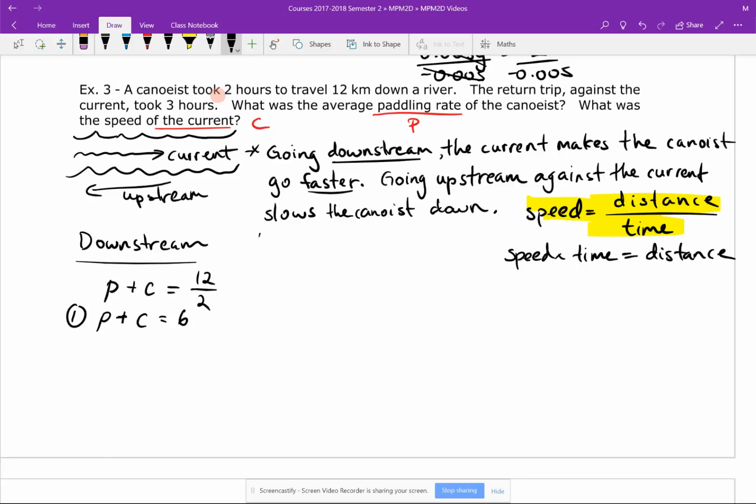Now let's figure out the upstream, because upstream is a little different. You have your paddling speed, but now the current is against you, so you subtract it from your paddling speed. Now your boat's going slower. You travel back 12 kilometers, but instead of 2 hours, it takes 3 hours because of the upstream current. So 12 kilometers over 3 hours is a speed of 4 kilometers per hour. So P minus C equals 4, and that's equation number 2.